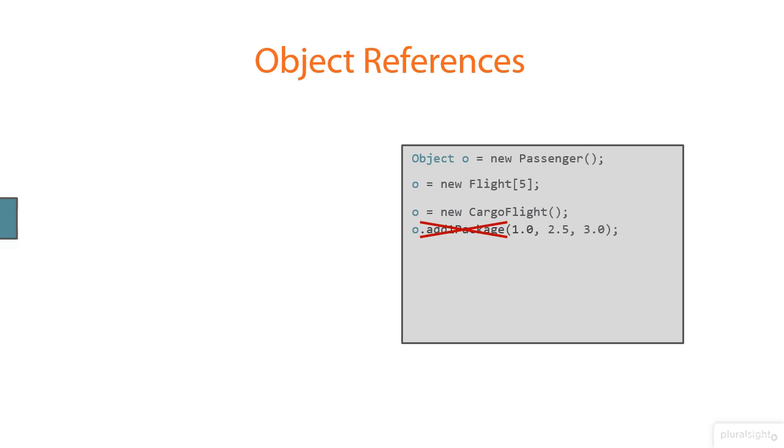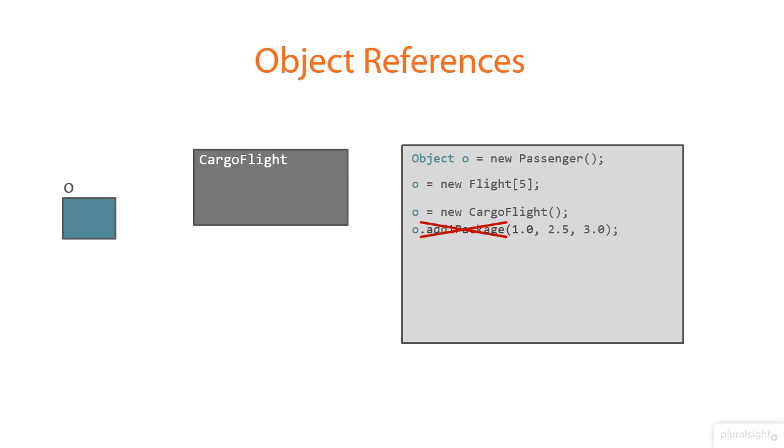Remember that we declared our reference O of type Object. We newed up a CargoFlight, and of course, O then holds the reference to CargoFlight. So even though O only knows about Object capabilities, it's still pointing to a CargoFlight object. So we should be able to get back to those CargoFlight capabilities, right? And so we can actually do that. So we could declare a variable, we'll call it CF, and assign it what's in O.